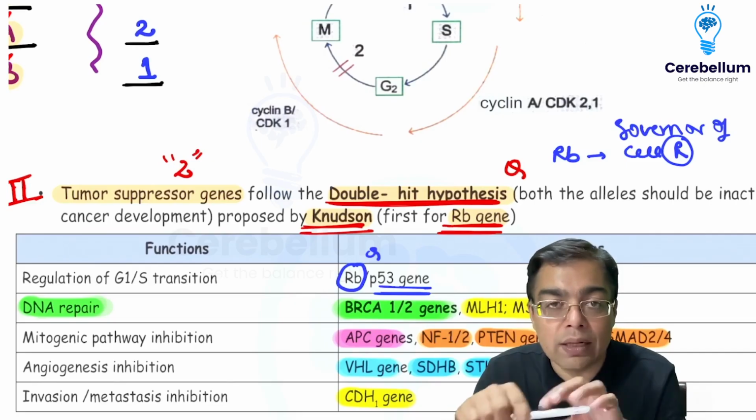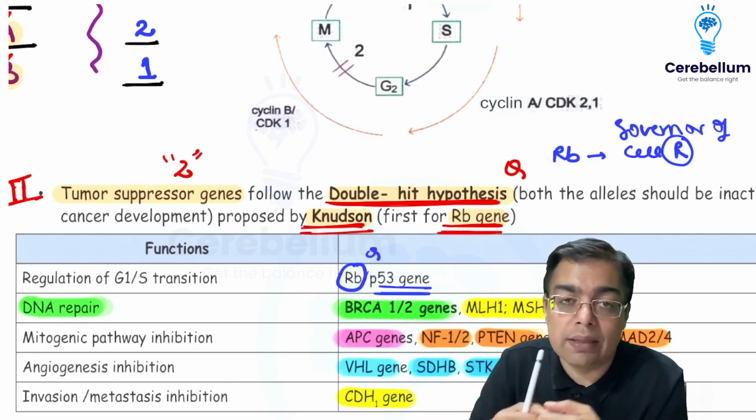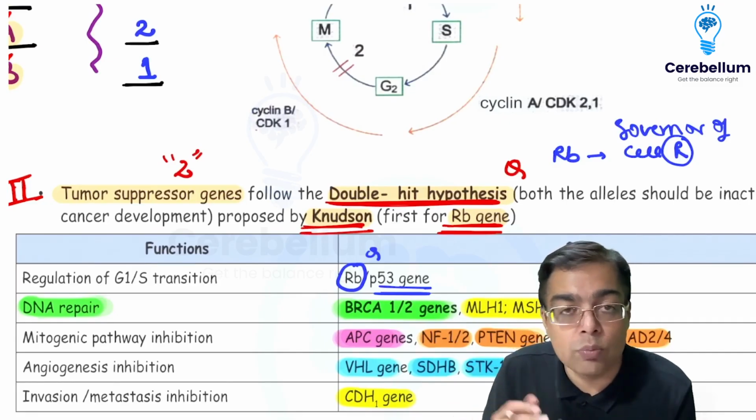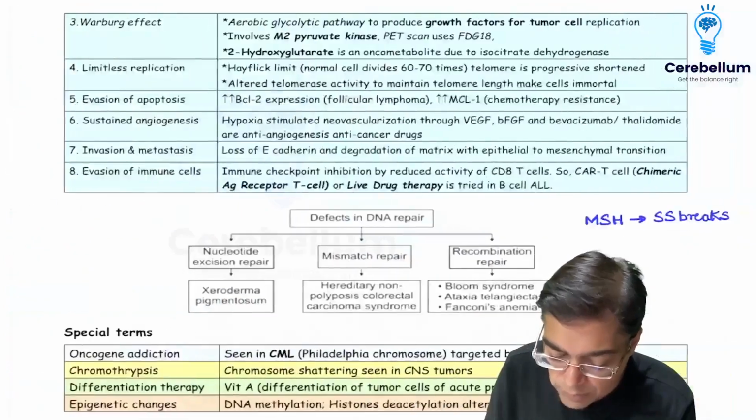So CDH, the cadherin, is present between the adjacent cells. If it is mutated, the attachment is lost, and the cells separate out, so more chances of invasion, more chances of metastasis. That is what we need to remember so far as the tumor suppressor gene concept over here is concerned.